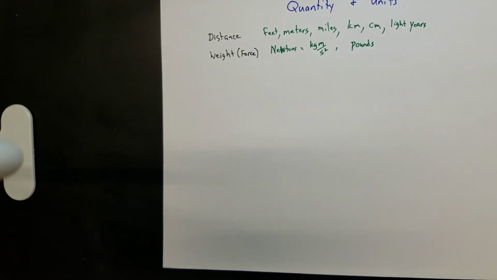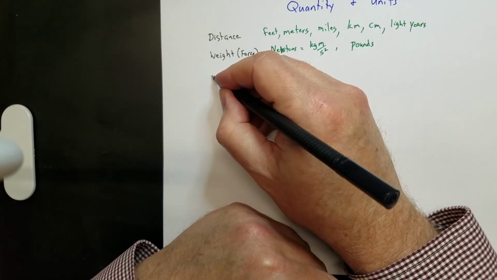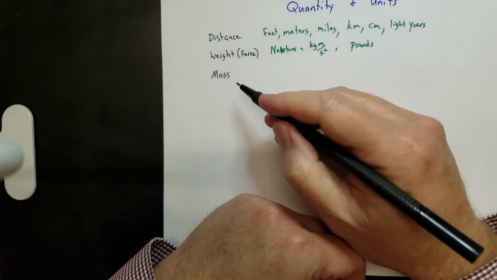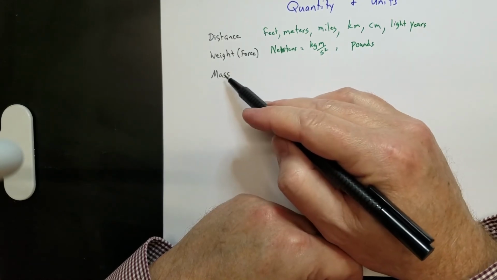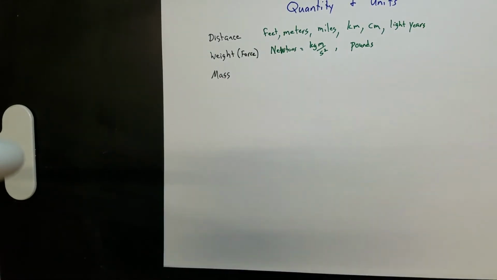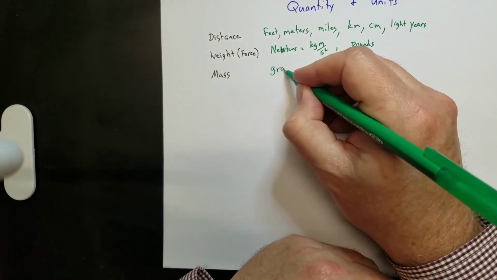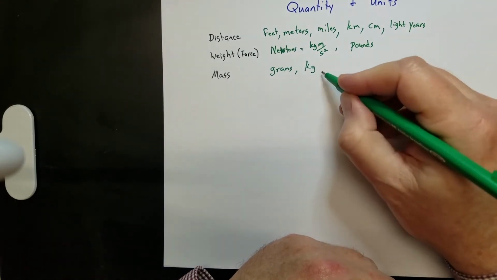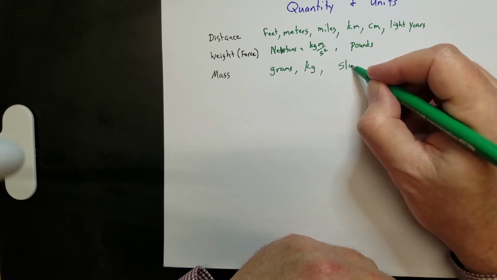What's something else we can measure? Well, something related to weight is mass. Now, there is actually a difference in these two. Weight is the force due to gravity, while mass is how much matter an object contains. So, for our unit for mass in the metric system, well, that's easy. We're going to use grams or kilograms. In the English system, it's actually a slug.